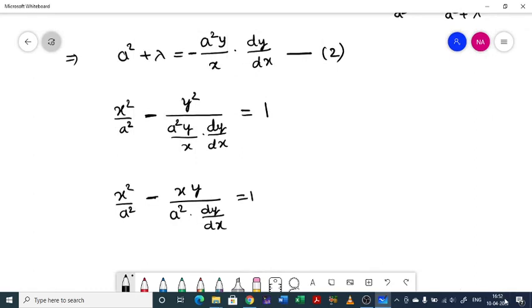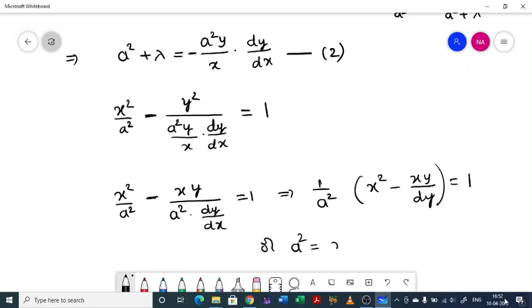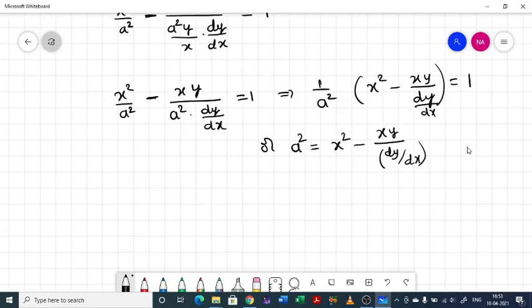So we will be getting x square by a square minus xy divided by a square into dy by dx equal to 1. So you can take 1 by a square outside, 1 by a square times x square minus xy dy by dx equal to 1, or a square equal to x square minus xy divided by dy by dx. So we got this form.